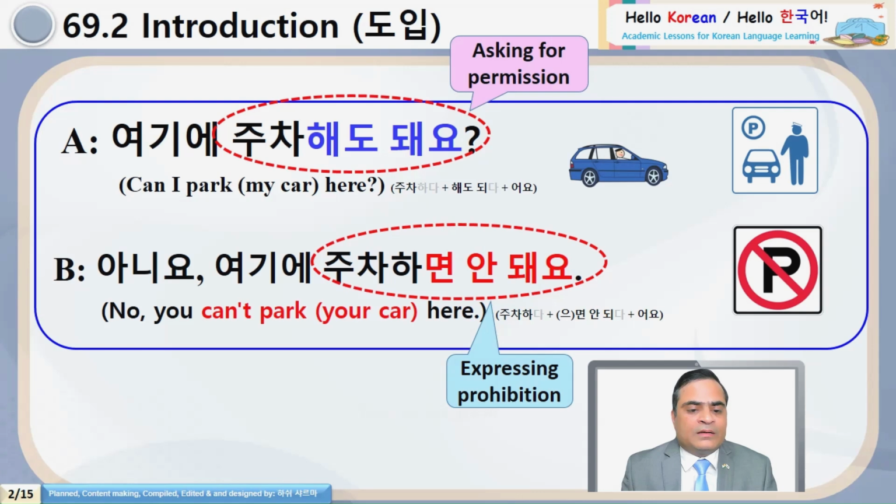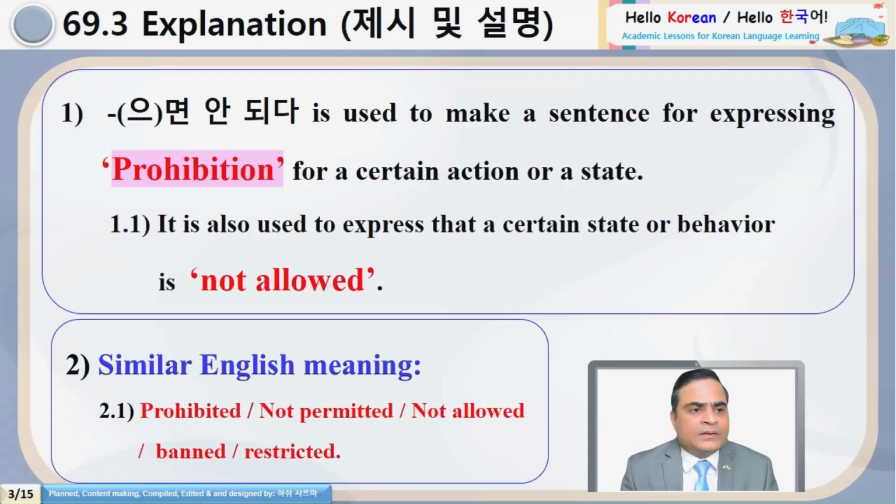Now coming to the explanation part, eu-myeon andweda is used to make a sentence for expressing prohibition, for a certain action or a state. At the same time, it is also used to express that a certain action or behavior is not allowed. You cannot do like this. This is not allowed. These kinds of sentences. Similar English meanings: prohibited, not permitted, not allowed, banned or restricted. Clear, 여러분? Let's move to the next part now.